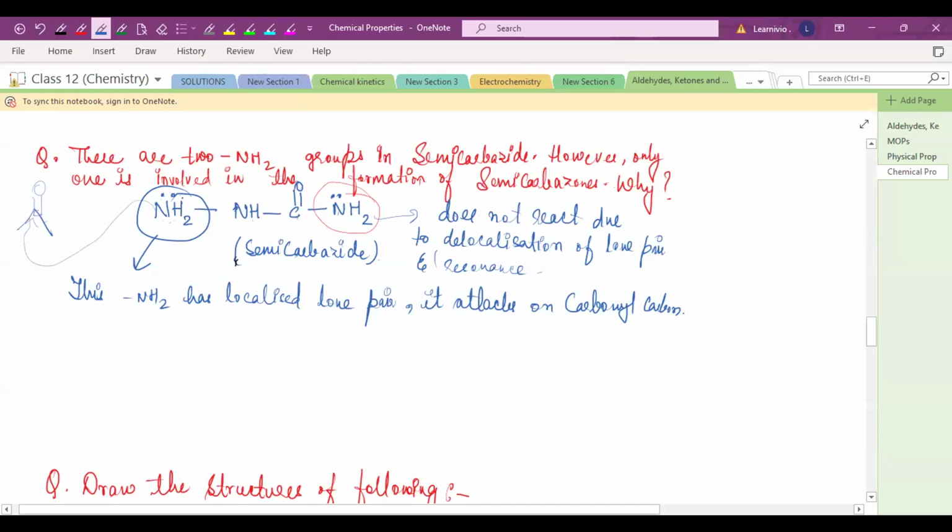Its two hydrogens plus the oxygen will be removed as water, and you will get a carbon-nitrogen double bond, with the whole NHCONH2 as the Z group. So it will convert the semicarbazide to a semicarbazone. The reason is that one nitrogen is involved in resonance with the carbonyl group, but the terminal one is free. Okay, Muniba?